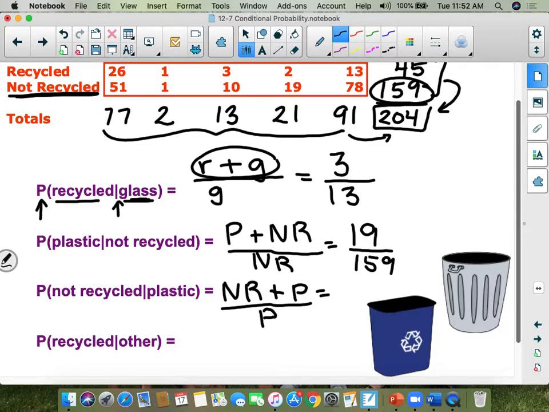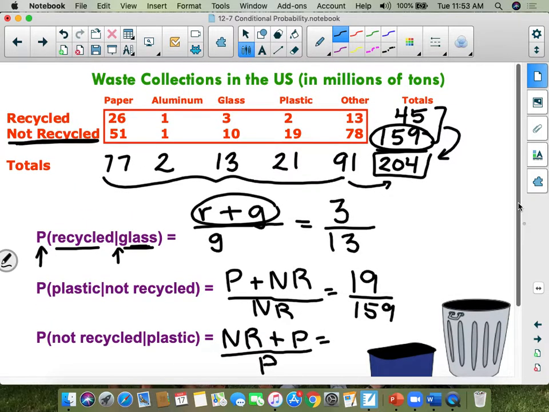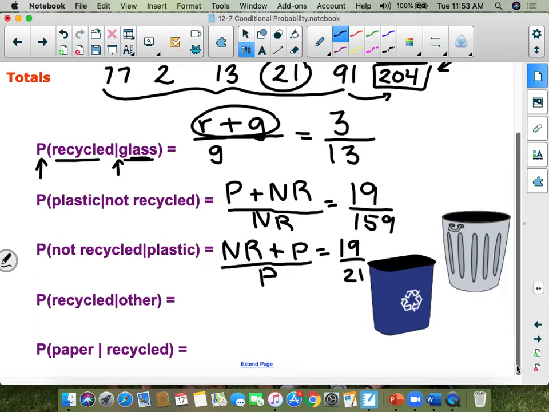You're gonna get not recycled and plastic. Not recycled and plastic was 19. We already knew that that was 19. Divided by all the plastic. How many are all the plastic? Isn't all the plastic 21? So isn't it 19 out of 21? Okay, let's do another one.